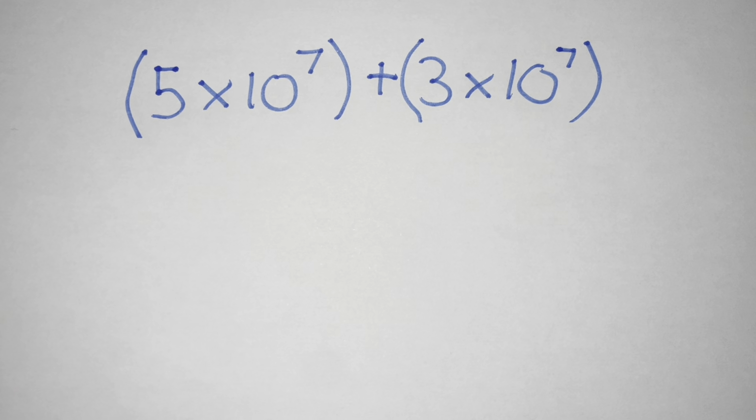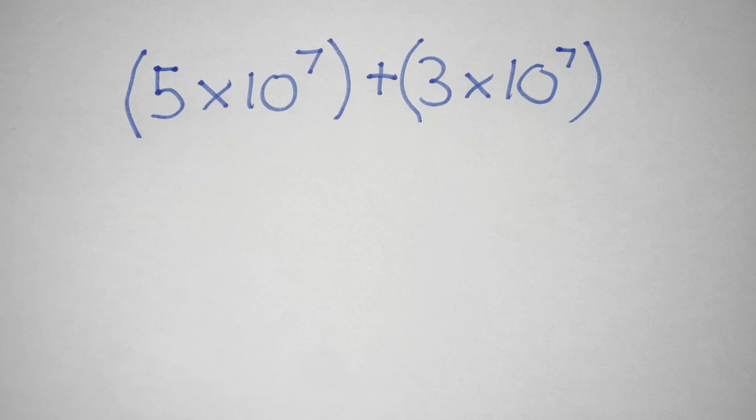In this video, we're going to take a look at how to add together numbers that are in standard form. So a number in standard form consists of a number between 1 and 10 multiplied by 10 to the power of an integer. So for example, 5 times 10 to the power of 7 is a number in standard form. 3 times 10 to the power of 7 is also a number in standard form. Now in this example, we see that our powers are the same.